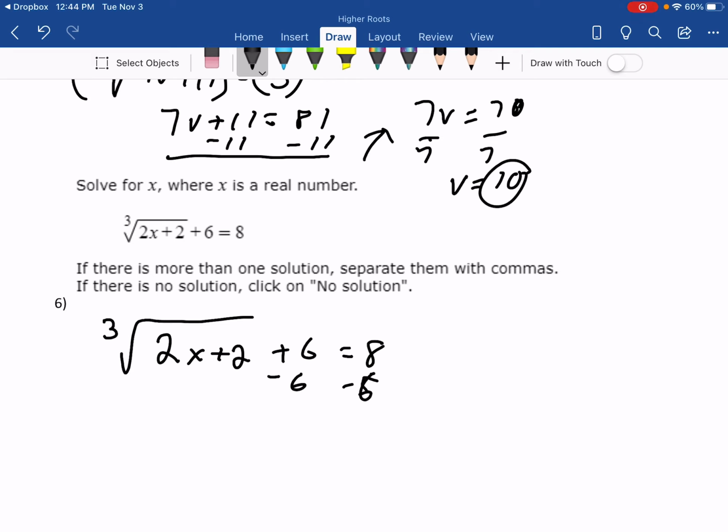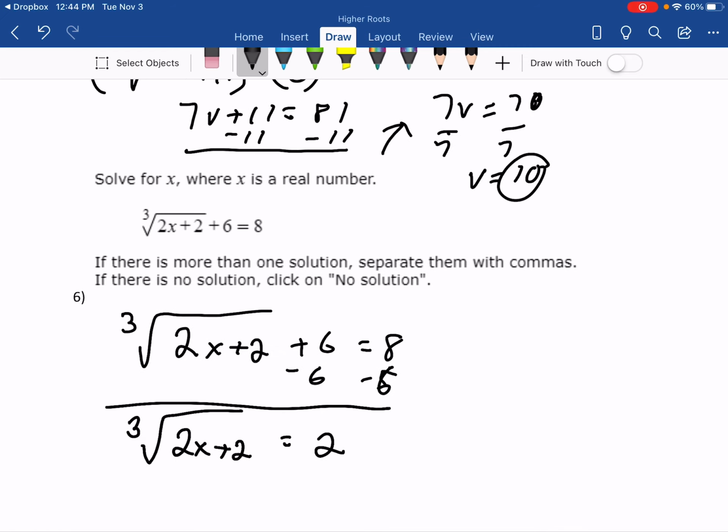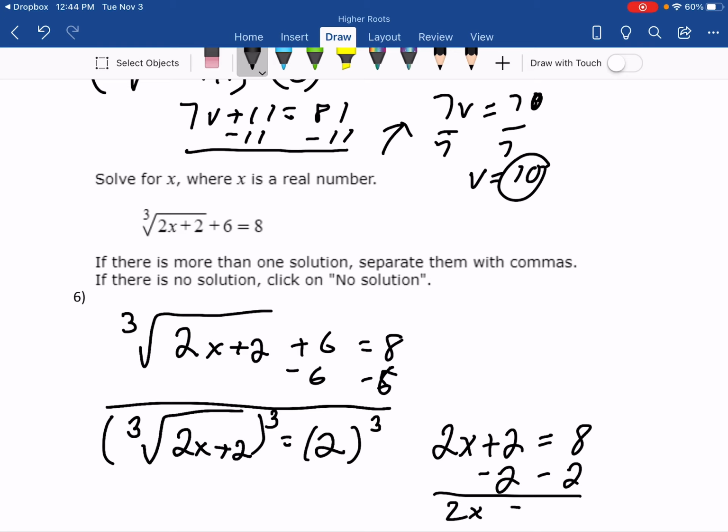All right, the last one, cube root of 2x plus 2, plus 6 equals 8. Subtract 6 from each side. So cube root of 2x plus 2 equals 2. And now we know inverse of cube root is cubing. So we will cube both sides. Cube roots and cubes cancel each other out, so we have 2x plus 2 equals 2 cubed, which is 8. 2x equals 6, so of course x is 3.